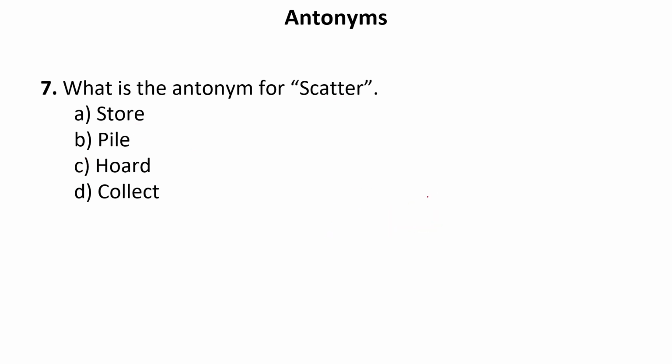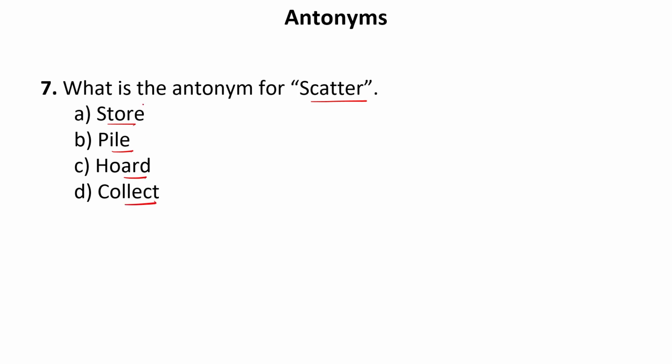Now let us move to the next one. What is the antonym for the word scatter? Scattered means when something is spread all over. When something is not in collective form, in fact, it is scattered, or when it is separated, dispersed. Now let us see the antonym for it. Let us see the options: store, pile, hoard, collect. Now all these are collective now.